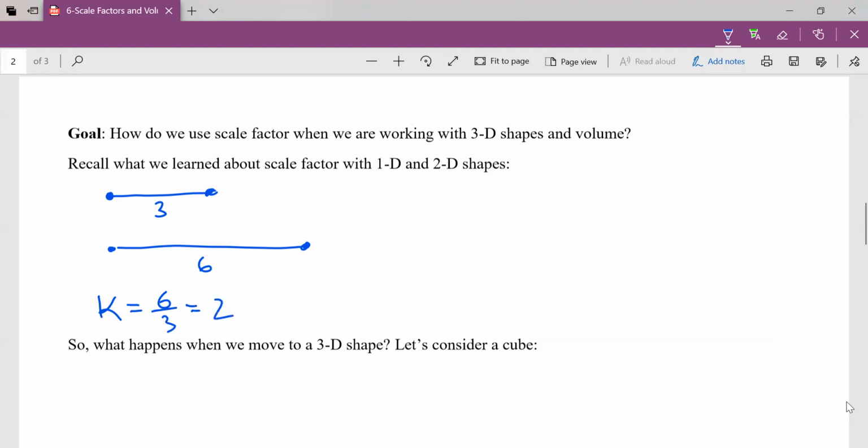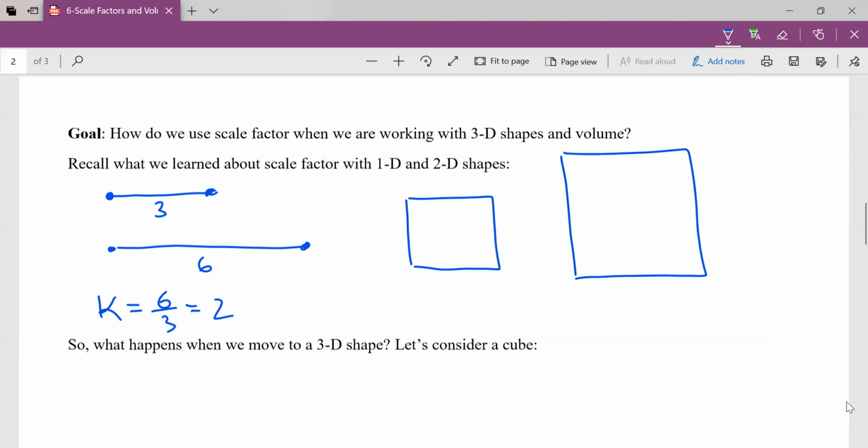If I had a two-dimensional shape, what I really need you to remember here, and say I give you some enlargement, and I give you the dimensions here. So let's say this was 4 and 4, and this is 8 and 8. Because we're multiplying both dimensions by 2, my scale factor would still be 8 over 4, which is 2.